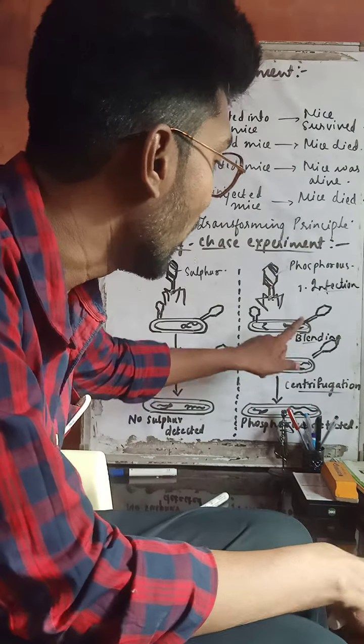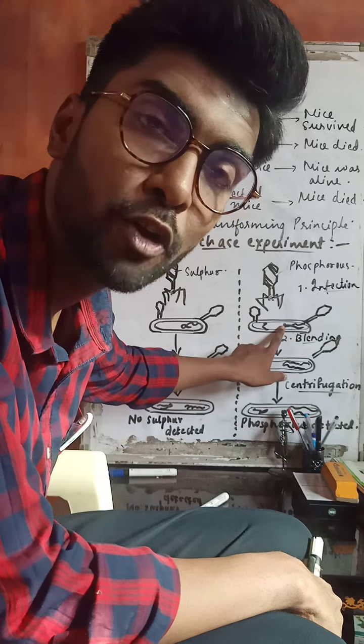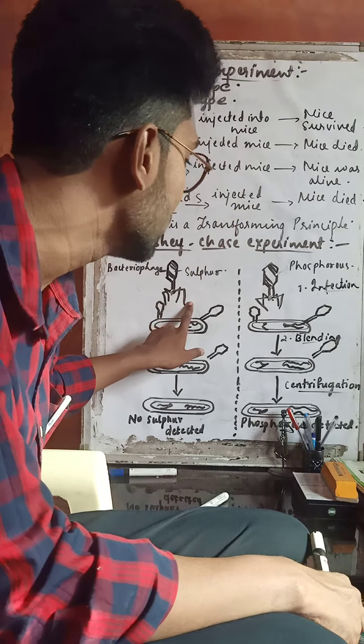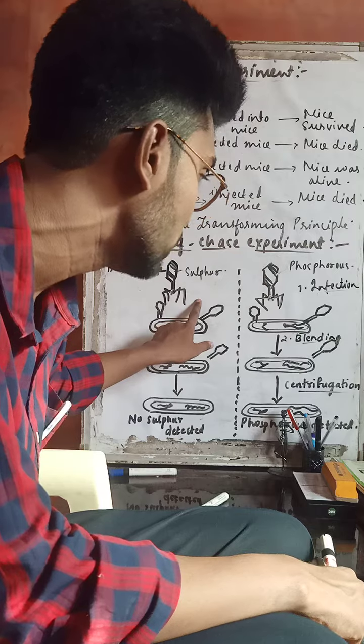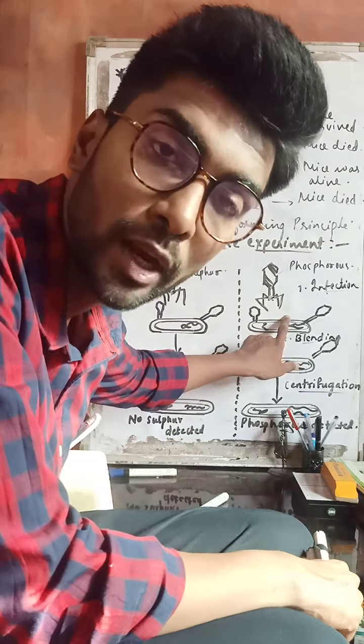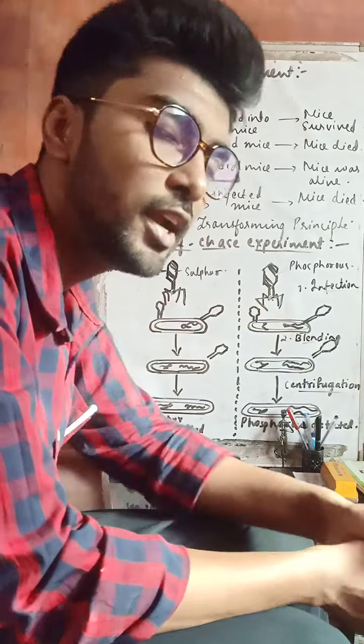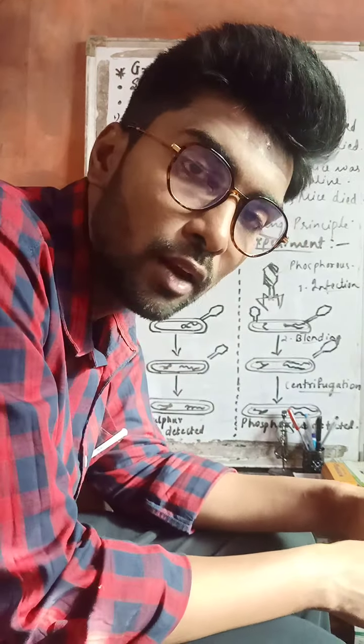Right? Okay. So viruses grown in the phosphorus medium contain radioactive DNA but not radioactive protein, and viruses grown in the sulfur medium contain radioactive protein but not radioactive DNA. Why is radioactive phosphorus present? Because DNA is made up of phosphorus. Why are radioactive proteins present? Because proteins are made up of sulfur.